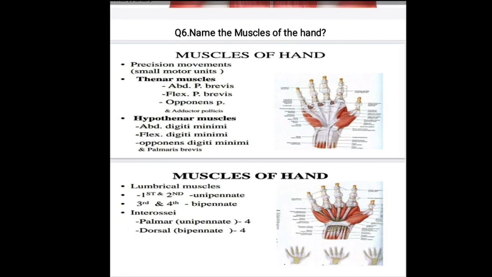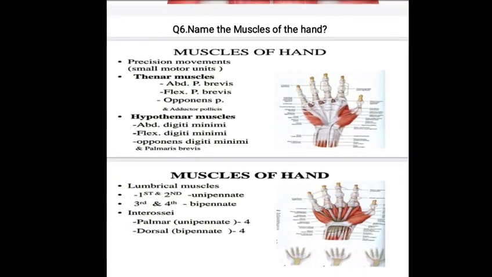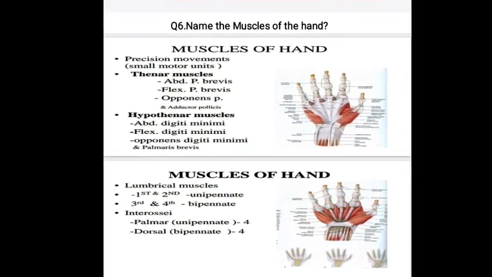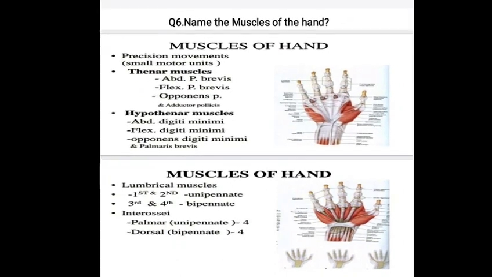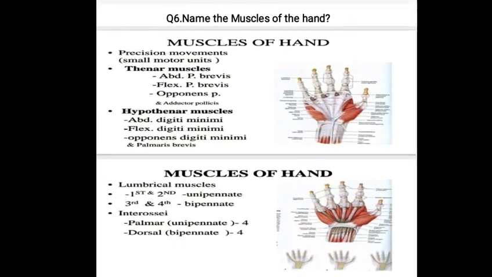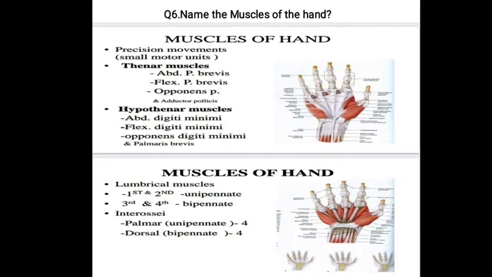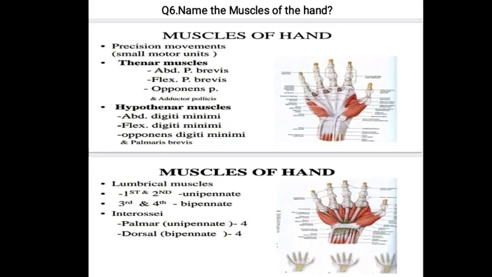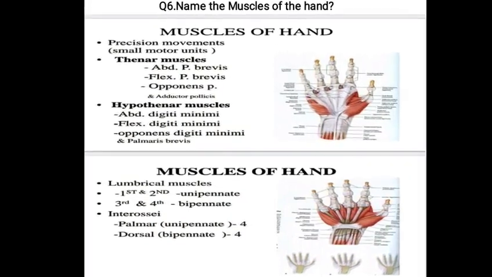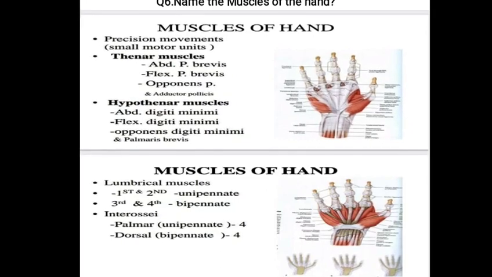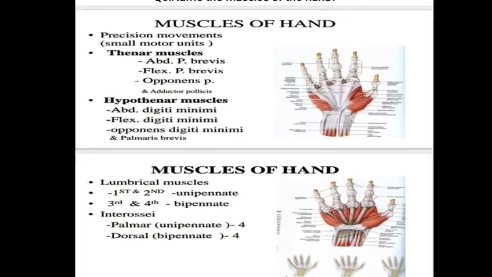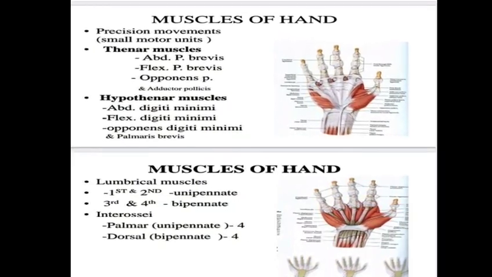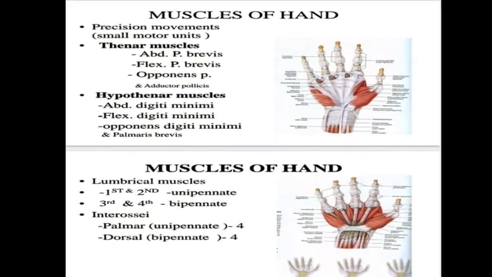Question number 6. Name the muscles of the hand. 4 muscle groups comprise the intrinsic hand. These are the thenar, hypothenar, interossei, and the lumbrical muscles.